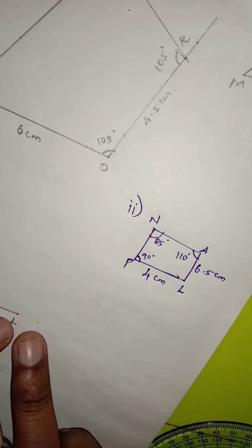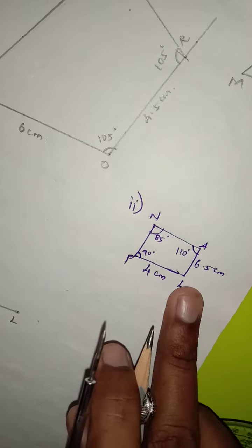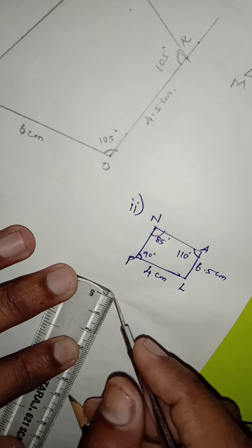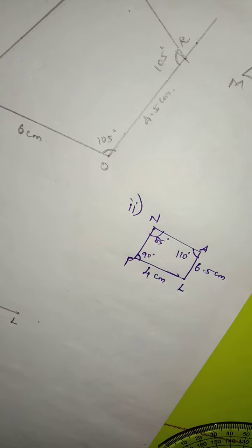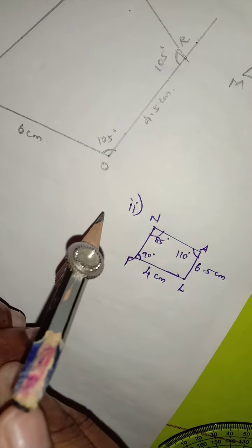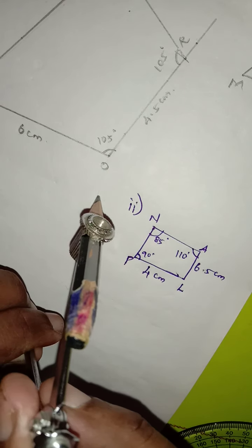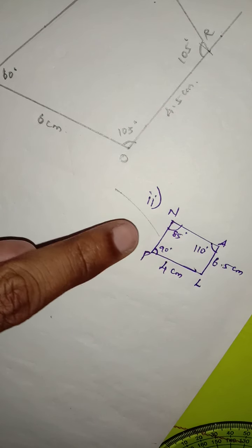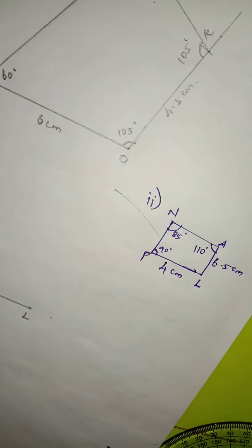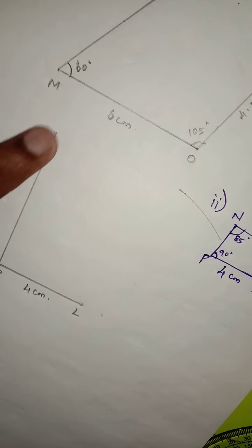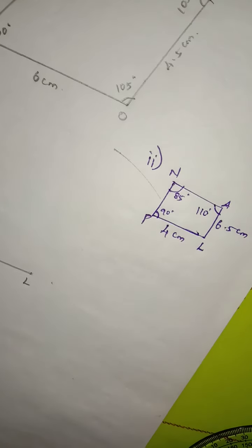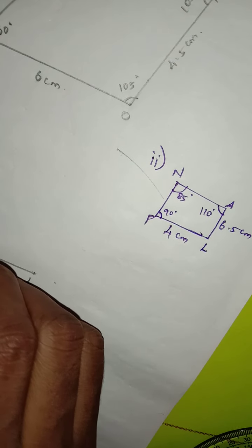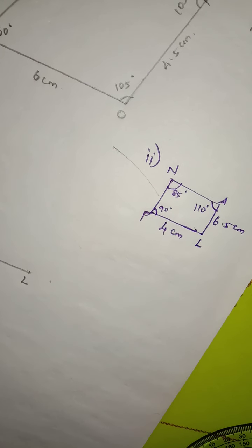In the same way, keeping compass on L, we can draw a 6.5 centimeter arc. Only this is given. So we don't know where on this arc the A comes. On this line we don't know where N comes. Only 3 angles are given. We marked already one angle as 90 degree. So how can we find it?